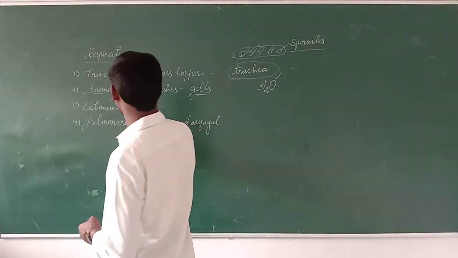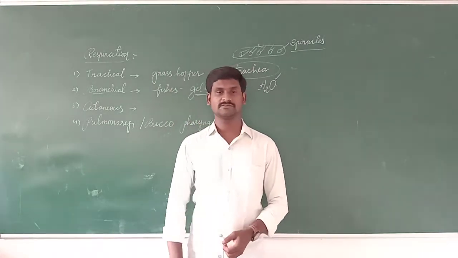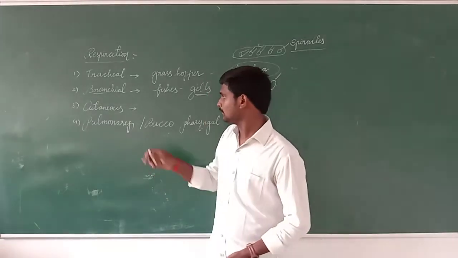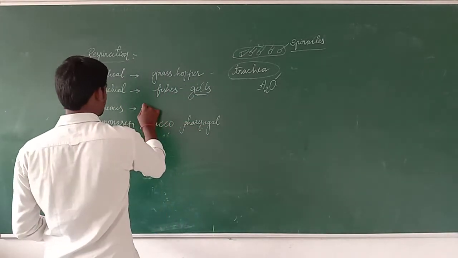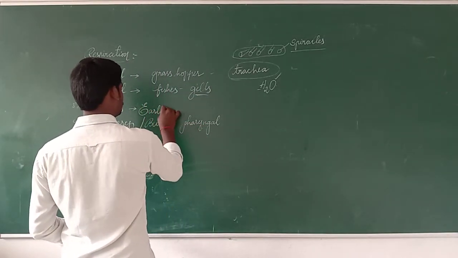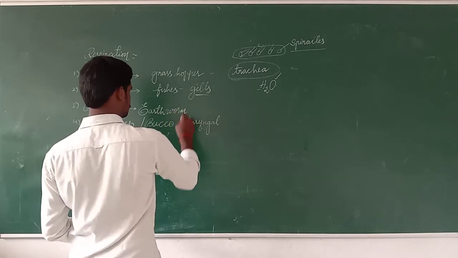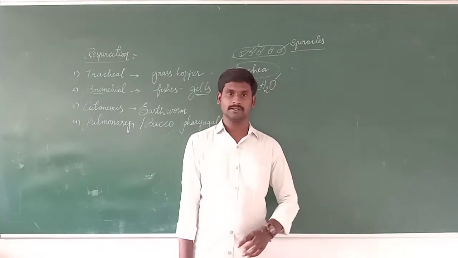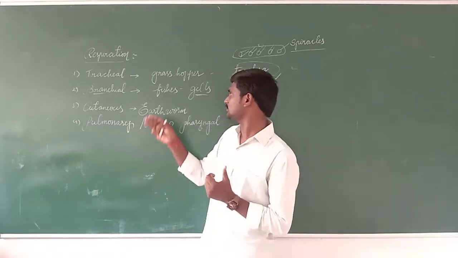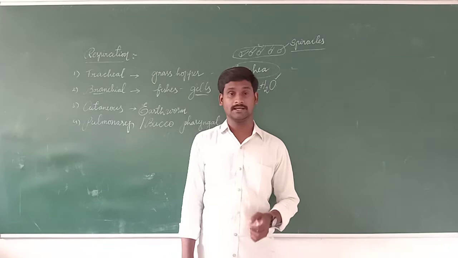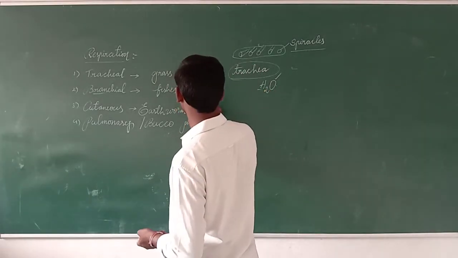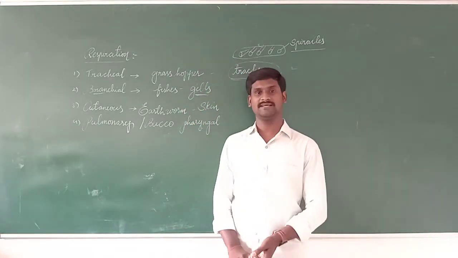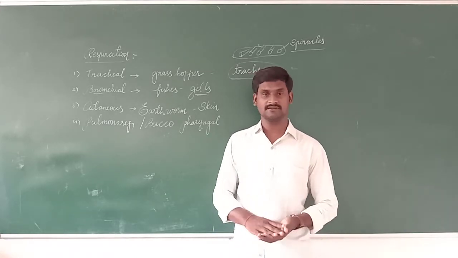The next one is called cutaneous respiration. An example of cutaneous respiration is the earthworm. These earthworms live in the soil. They don't have a respiratory organ like gills, or a trachea. They have a specialized organ, which is the skin. The moist skin takes in oxygen daily.